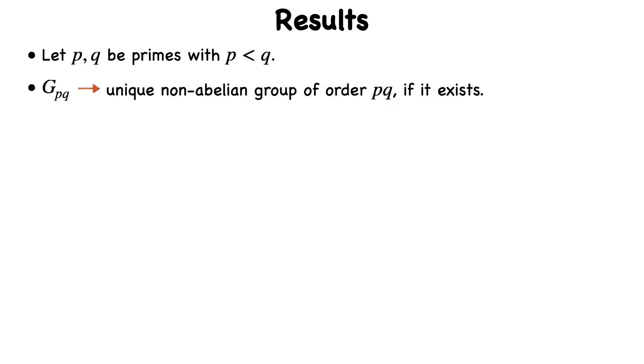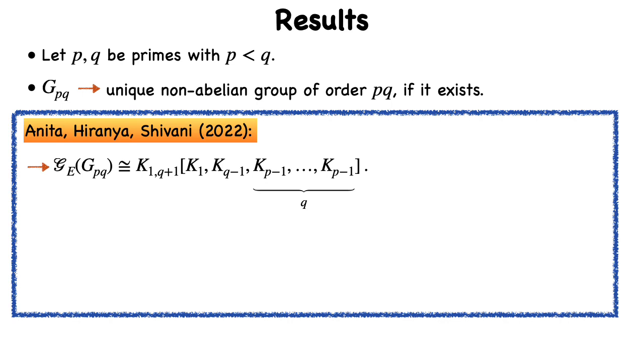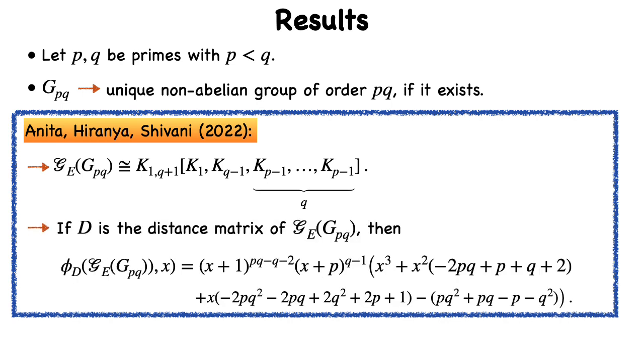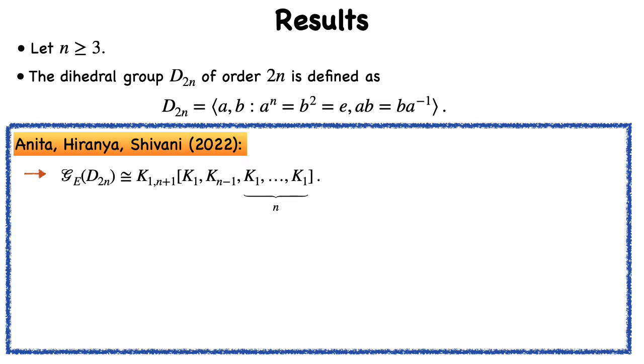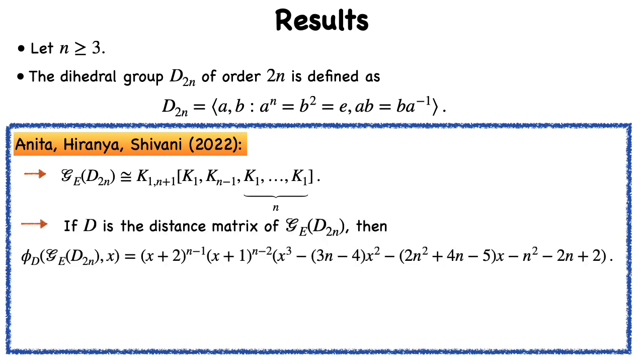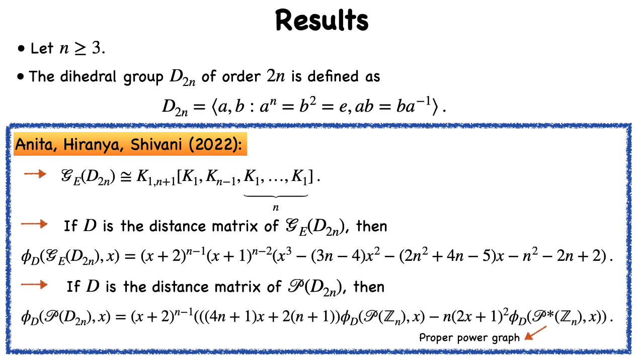In our work, if we consider the unique non-abelian group of order PQ, then we find a joint representation of its enhanced power graph and the distance characteristic polynomial of its enhanced power graph. Here, the enhanced power graph and the power graph are the same. Next, we found the same results: a joint representation of the enhanced power graph of the dihedral group, the distance characteristic polynomial of its enhanced power graph, and the distance characteristic polynomial of its power graph.